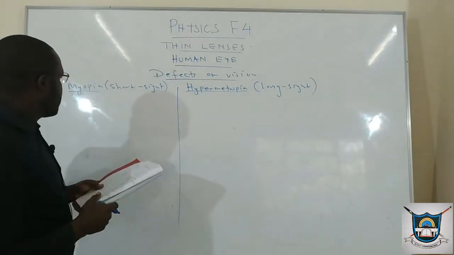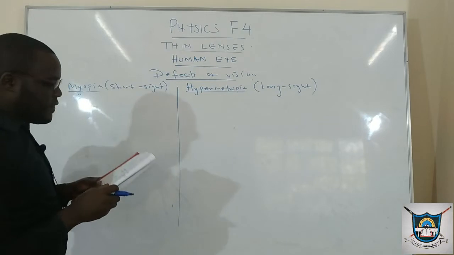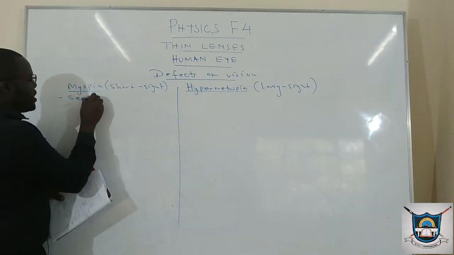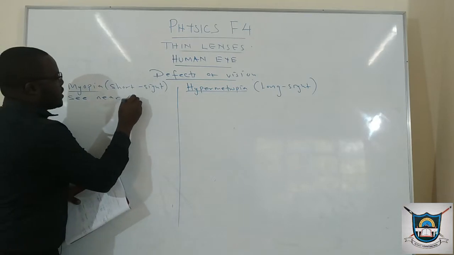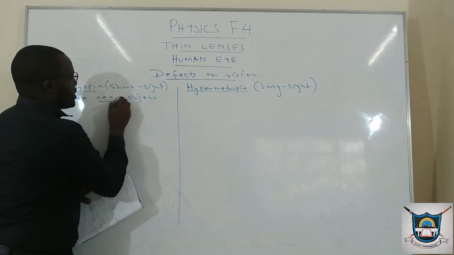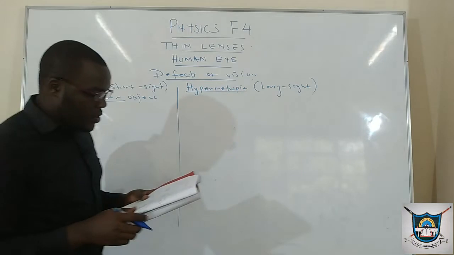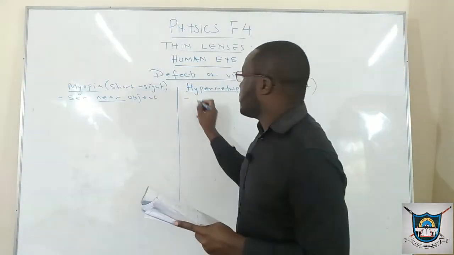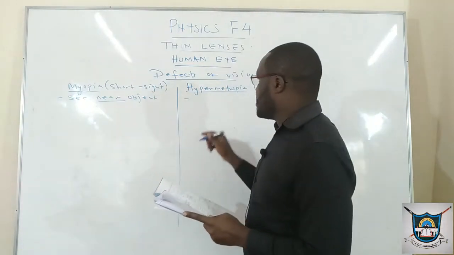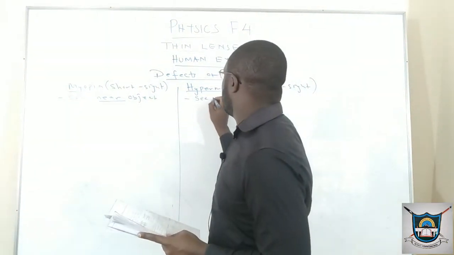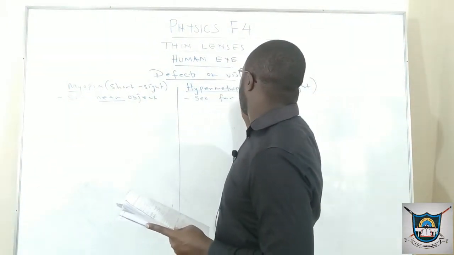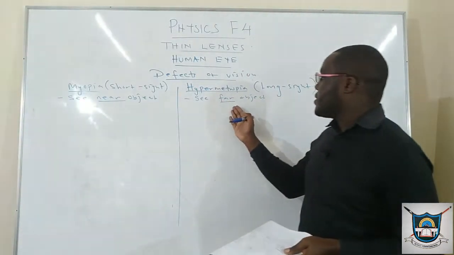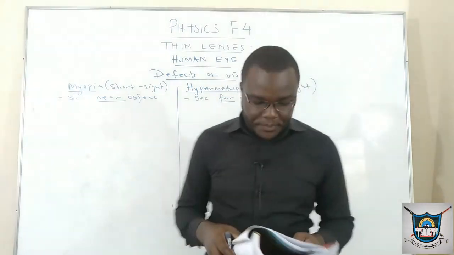And we define it this way. Myopia is the defect where the eye can only see near objects, but it cannot be able to focus properly on objects that are a bit far. When you come to the other side, this is a defect of the eye where the eye is able to see objects that are far. But when you bring an object near, this person cannot see it clearly.